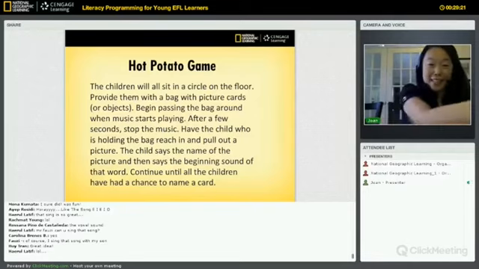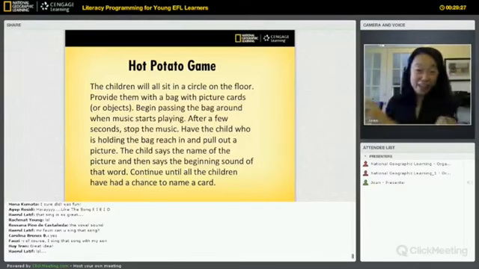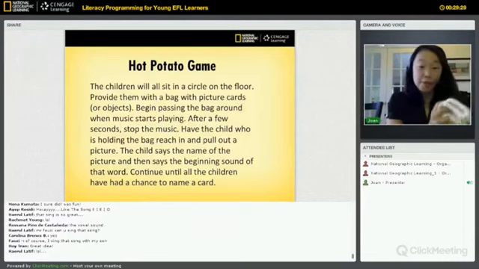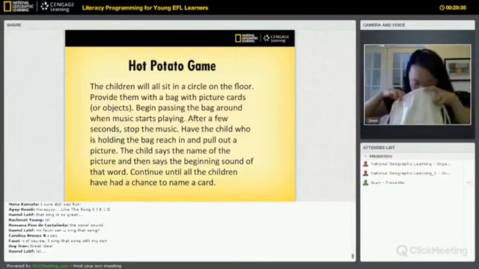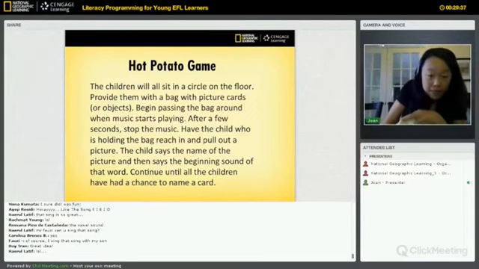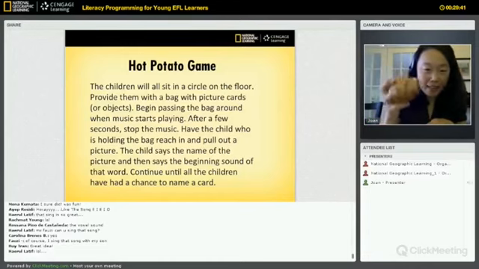Okay, so you pass it, and then I get it, and I pass it, and it goes around the circle, and you pass the bag, and then you pass it again, and when the music stops and I have the bag, then I get to reach in and see what's in it. Oh, I got a pig.